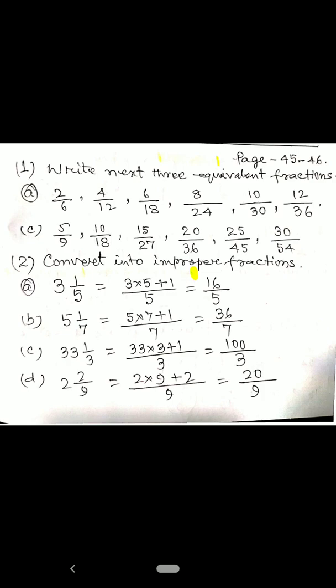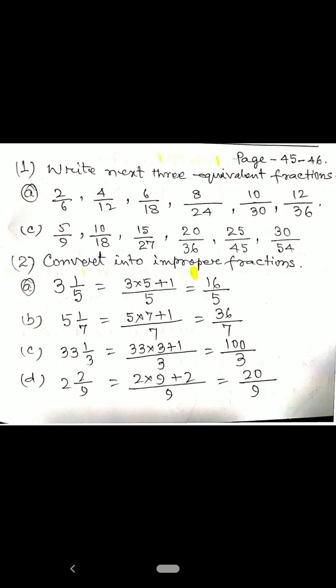11 by 9. It can be written as 1 whole 2 by 9. 23 by 8. 23 divided by 8, you will get the quotient 2 and remainder 7. So it can be written as 2 whole 7 by 8.